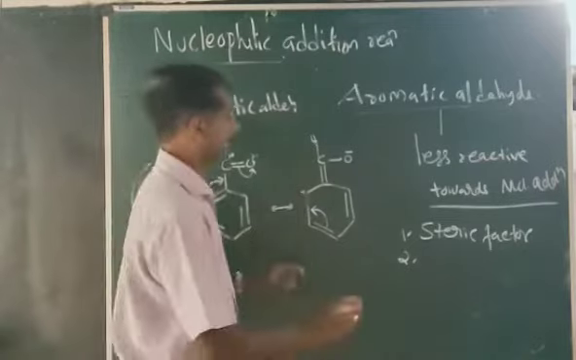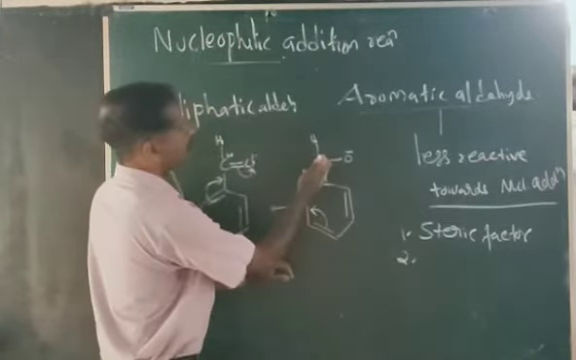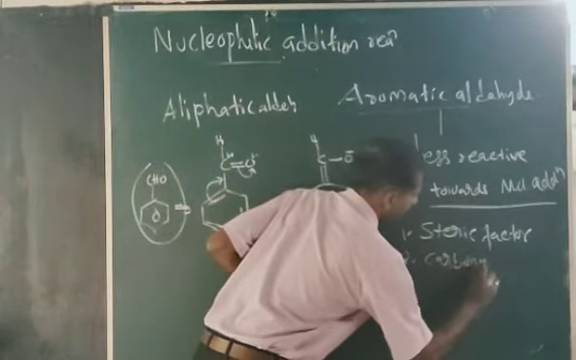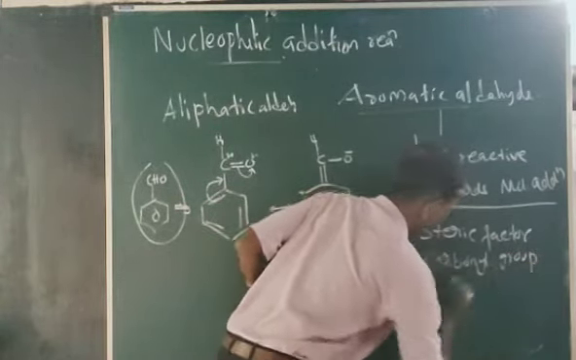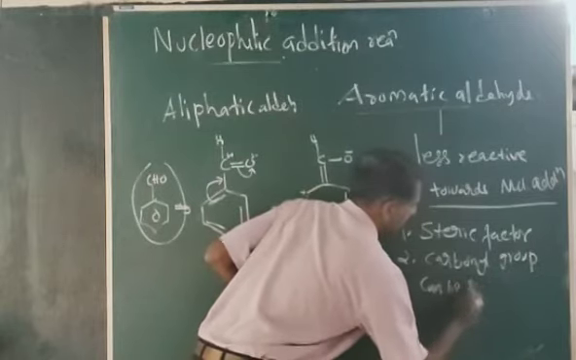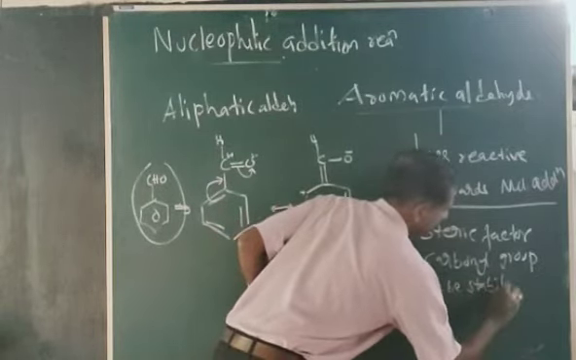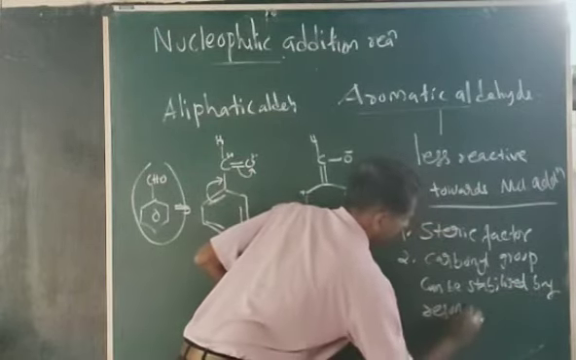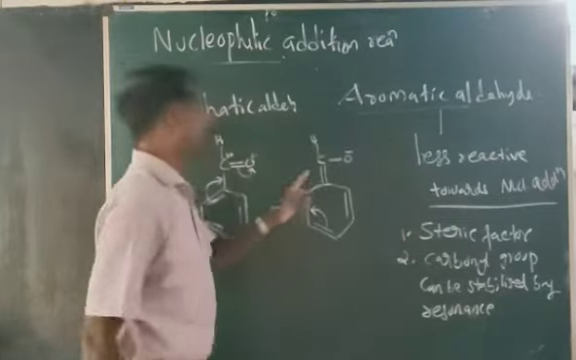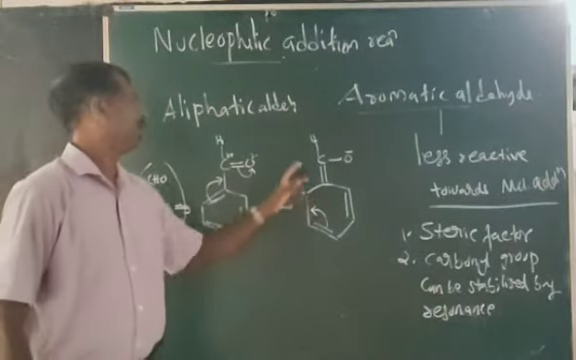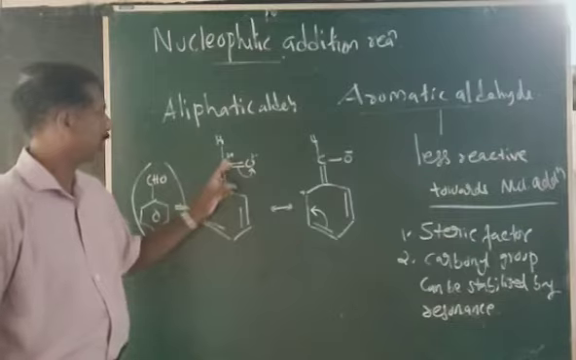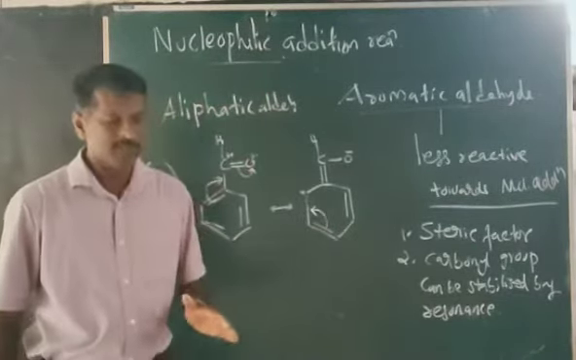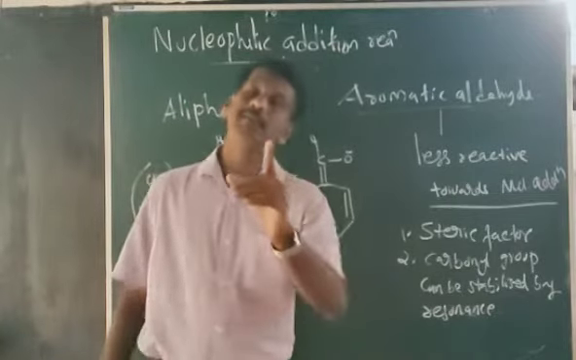That is the second reason. What is that? The carbonyl group, this C=O group, can be stabilized by resonance. That means the positive charge is reduced by resonance because the pi bond is shifting here. Therefore, the positive charge on the carbon is reduced by the resonance. Therefore, the attack of the nucleophile will become difficult.